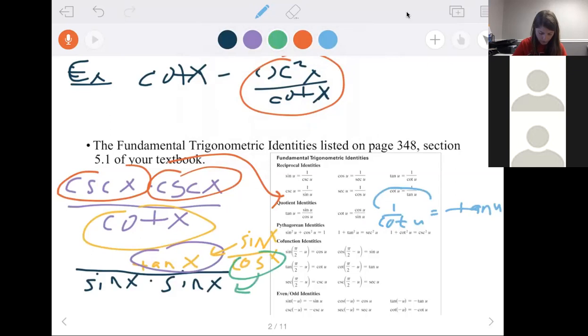And then I'm going to be able to cancel one of those sines. Right? So if I think about what I have here, now I just have a 1 on top. I don't have anything, so there's an understood 1. I canceled one of my sines, but I still have sine of x and cosine of x on the bottom.